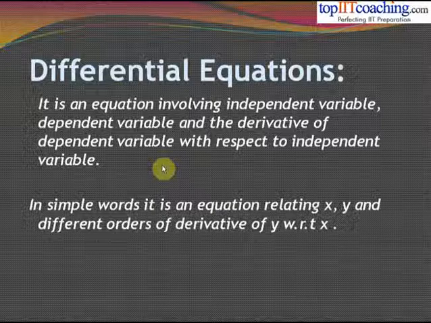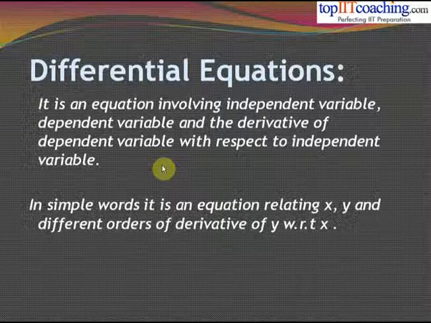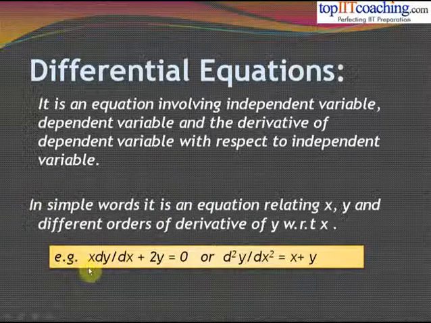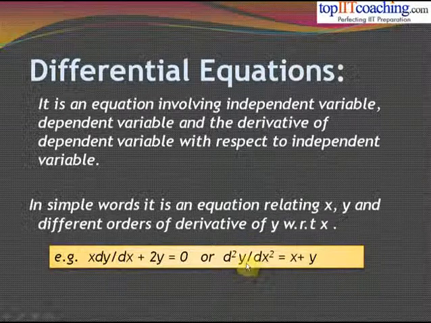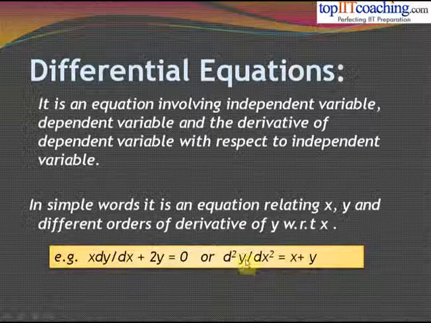So this is an equation in which you will find x, you will find y, and you will find derivatives of y with respect to x. This could be dy by dx, or d square y by dx square, or d cube y by dx cube, and so on. For example, x times dy by dx plus 2 times y equal to 0. Here we find x, we find y, and we also find the derivative of y with respect to x. Similarly, consider d square y by dx square equal to x plus y. Again you have x, you have y, and you have the second derivative of y with respect to x. So these all are examples of differential equations.